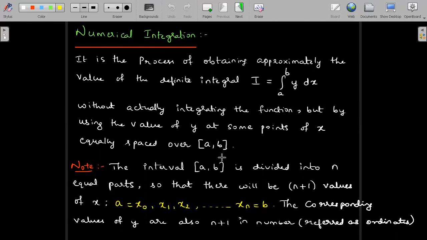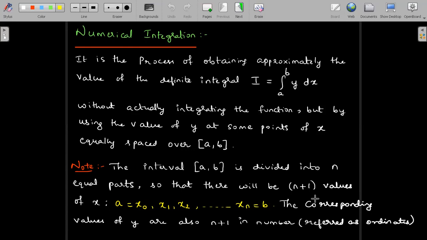So the set of all values of x are equidistant and they are spaced over a to b. The x values start from a and end at b. Note, the interval a comma b is divided into n equal parts so that there will be n plus 1 values of x, starting from x0, x1, x2, x3, etc. up to xn. The very first value x0 is denoted as a and the last value xn is denoted as b. So the interval a comma b will be divided into n equal parts.